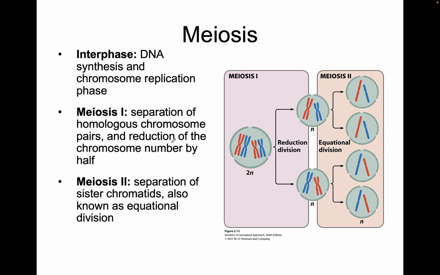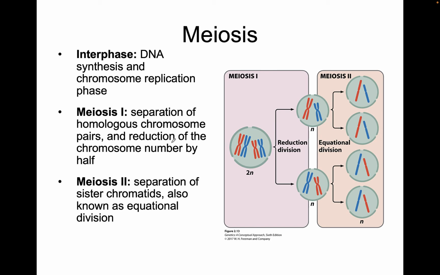All right, so let's look at the first division of meiosis, which is termed meiosis I. In meiosis I, you have the separation of homologous chromosome pairs and the reduction of the chromosome number by half. The second division, which comes after meiosis I, is termed the equational division.